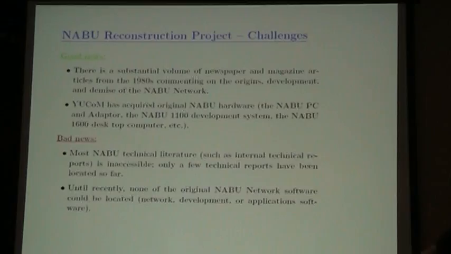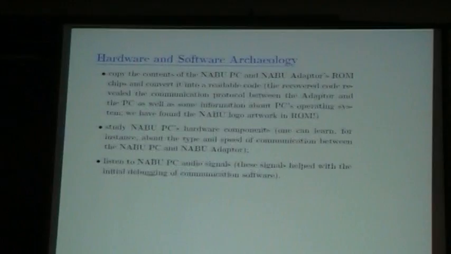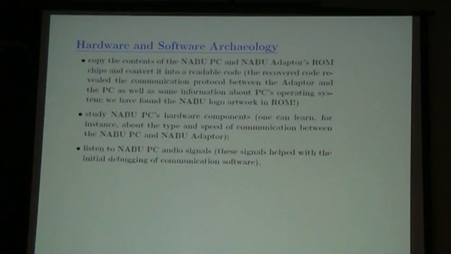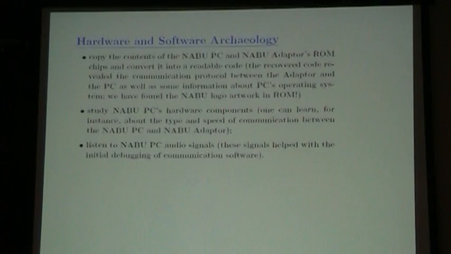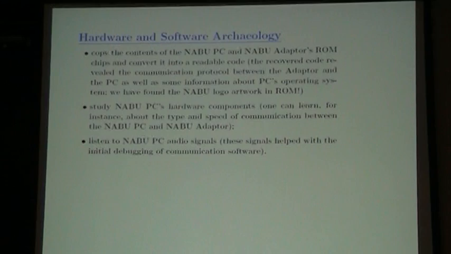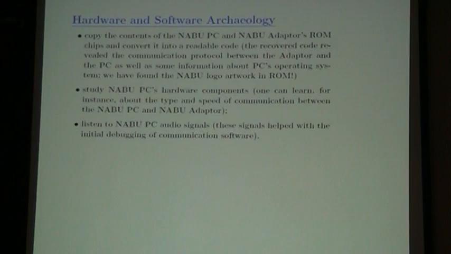When you don't have really anything to work with, other than the general idea. Because of course you had some accounts of how easy or how convenient it was to use the NABU network, but nothing really specific. So what does one do? The first thing that we did, we looked at ROMs. NABU PC has a ROM, and NABU adapter has a ROM, and these ROMs contain a lot of interesting information. First of all, they contain the communication protocol, the way they were communicating: give me this, no I can't because your password does not work, and so on. All the communication and treasures such as the original NABU logo was there, and many other things. So that was hard work, but eventually we did that and we extracted a lot of information.